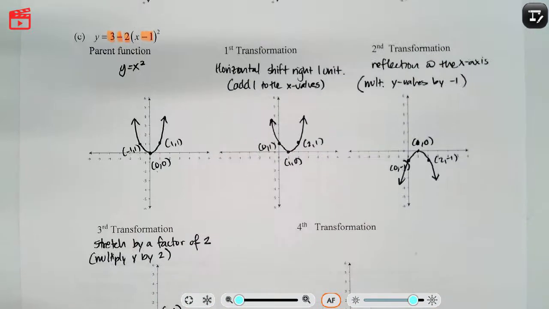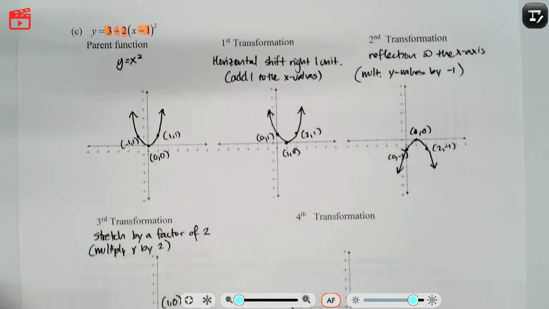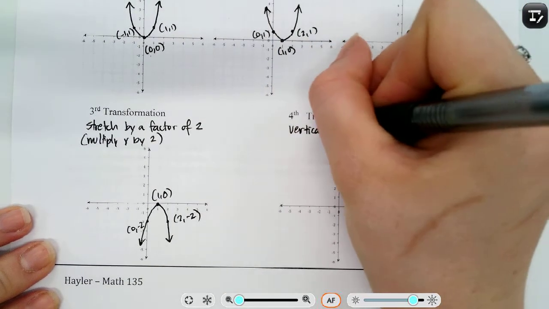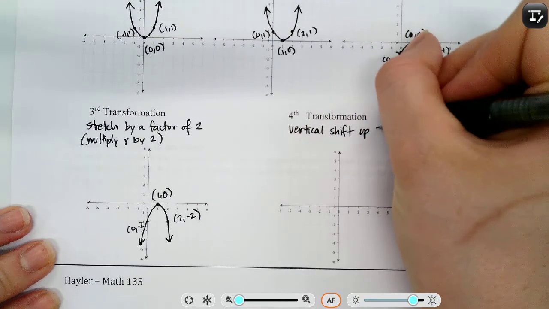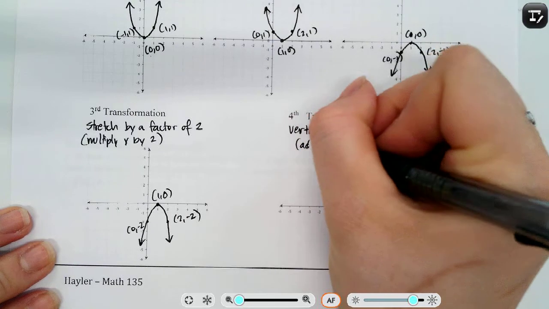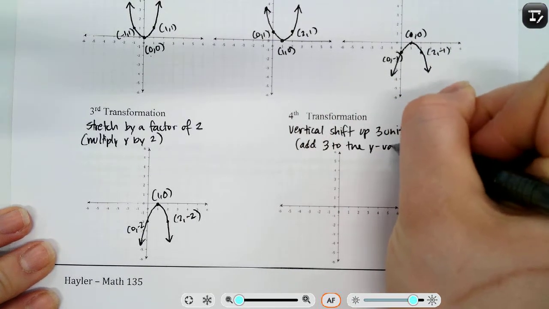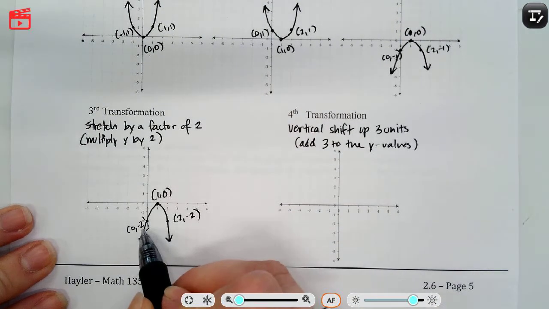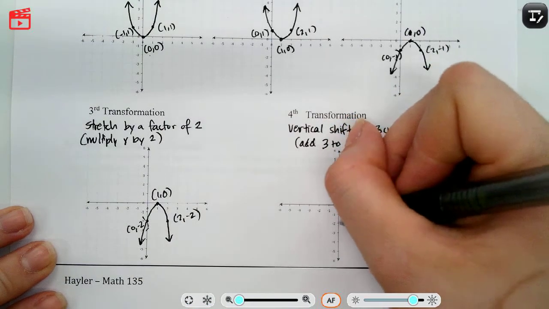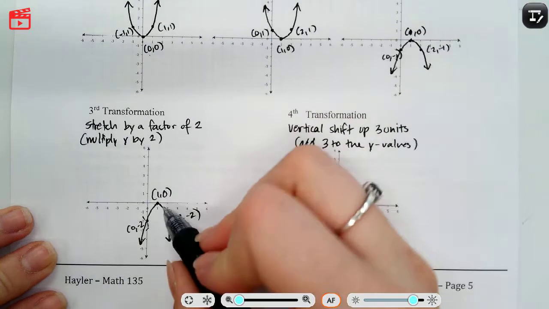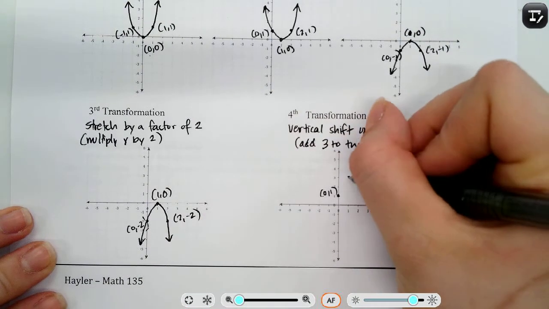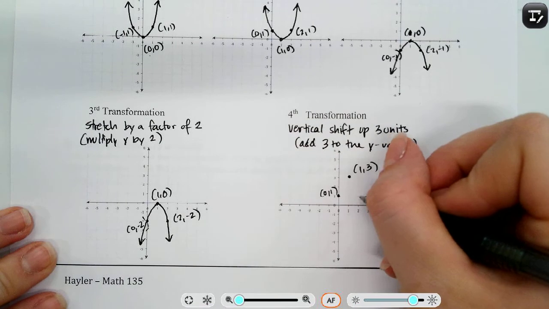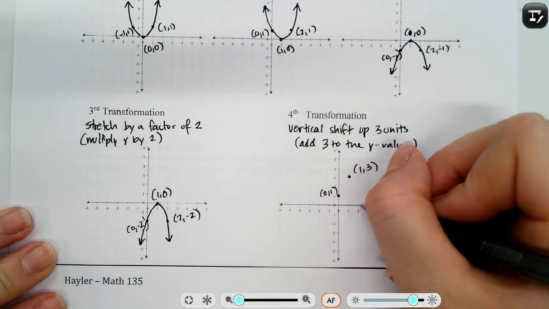Okay, and the last transformation is that 3 who's been hanging out so patiently. So it's a positive 3, which means we're going to be doing a vertical transformation. So vertical shift. And it was a positive 3, so we're going to go up 3 units. So we're going to add 3 to the y values. Negative 2 plus 3 would be positive 1. So we're going to do 0, positive 1. Adding 3 to 0, we'll get 1, 3. And adding 3 to the negative 2, we'll get 2, 1.